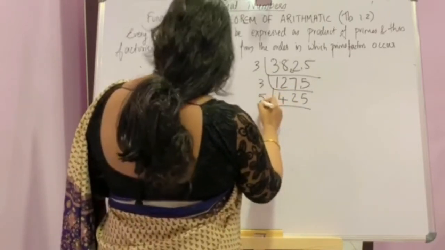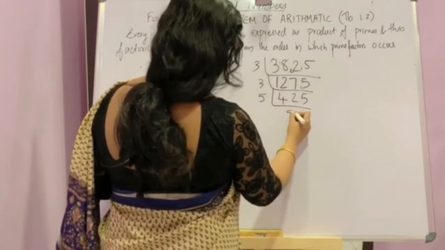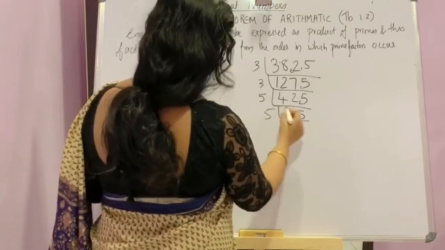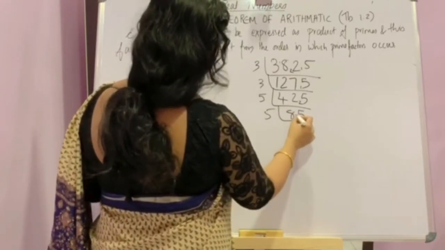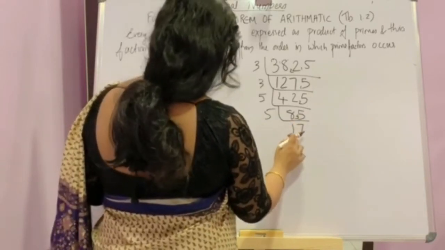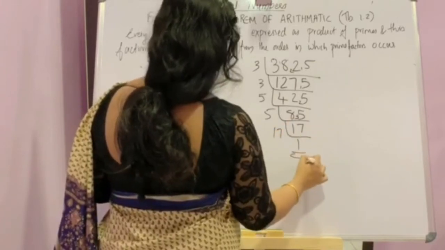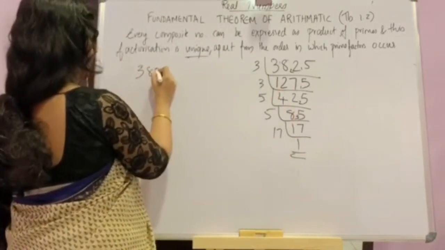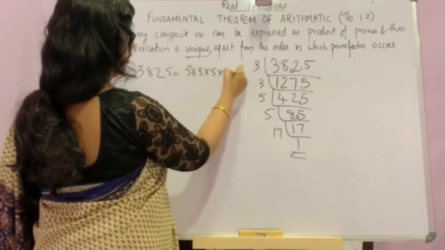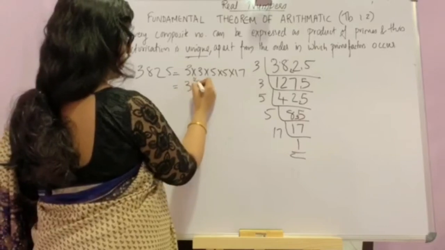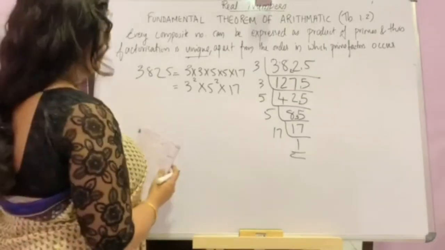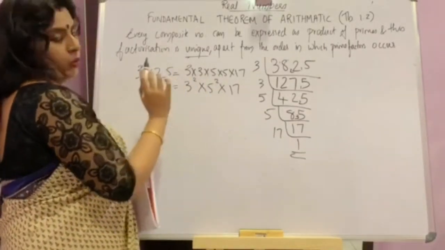You will take 5. 8 5s are 40, balance 2. 5 5s are 25. Again by 5, 1 5 is 5. 7 5s are 35. Now 17 is a prime number. So we will write like this. So 3825 can be expressed as 3 into 3 into 5 into 5 into 17. That is 3 square into 5 square into 17. This is the factorization of 3825.